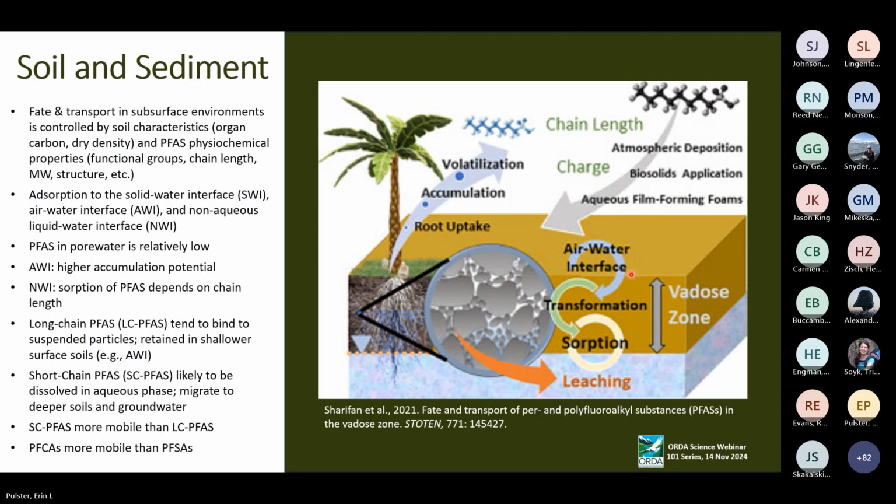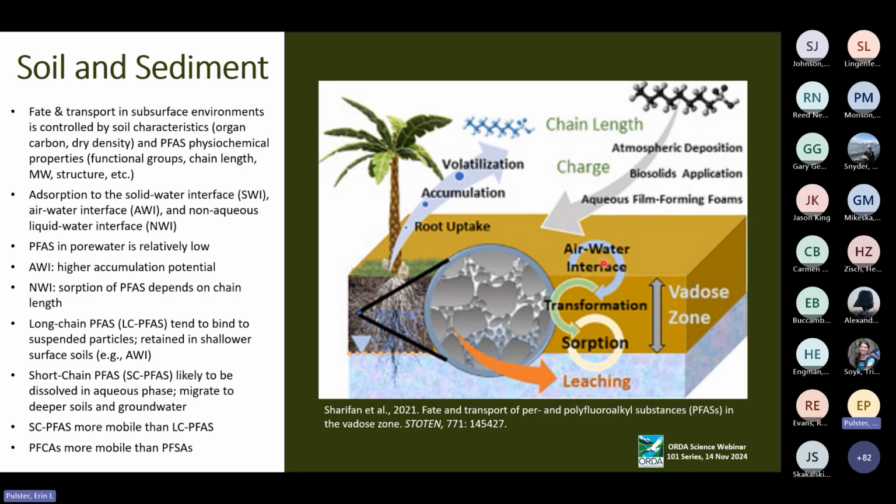Diagram, fate and transport of PFAS in the vadose zone. Sharifan et al., 2021. If we get into soil and sediment and some of the characteristics that control PFAS transport in soil and sediment, it has to do with some of the soil characteristics as well as the PFAS characteristics. So for instance, the amount of carbon content in your sediments, the functional groups and chain lengths of your PFAS can really dictate where they're going to move throughout the subsurface.